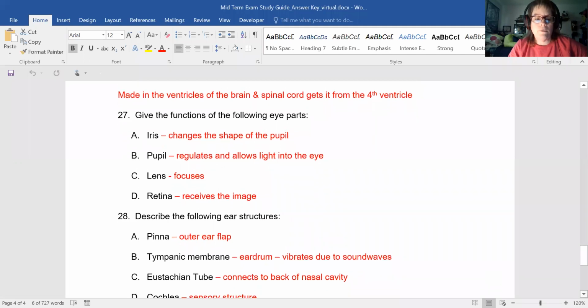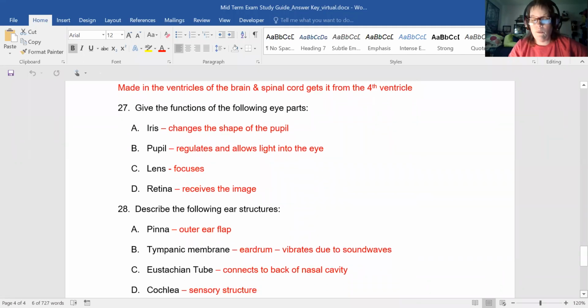Remember, the iris is the one that's going to change the shape of the pupil. It's the colored part around the pupil. The pupil is the actual hole in the eye. It's going to change shape to allow light into the eye. But remember, the iris is the one that changes its shape. Remember, lens focuses. That's pretty easy. And the retina is that inner layer that's going to receive the image.